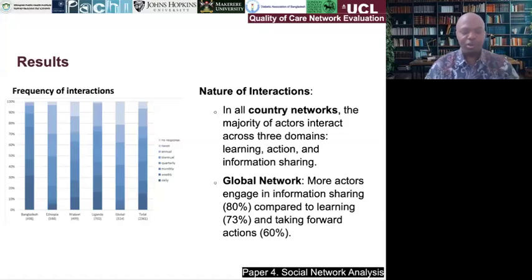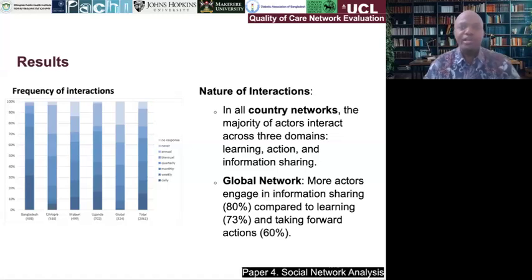Looking at the frequency of interaction. In Bangladesh, actors interact more regularly, with about three-quarters of actors engaging on a daily, weekly, or monthly basis. In Ethiopia, at the other end, the interactions were less frequent, with about three-quarters of the actors engaging quarterly, biannually, or annually. In Malawi and Uganda, there is a more equal spread in the frequency of interactions, with a mix of regular to less frequent engagements.